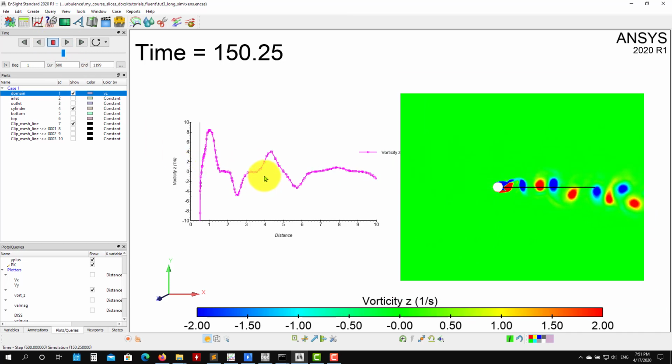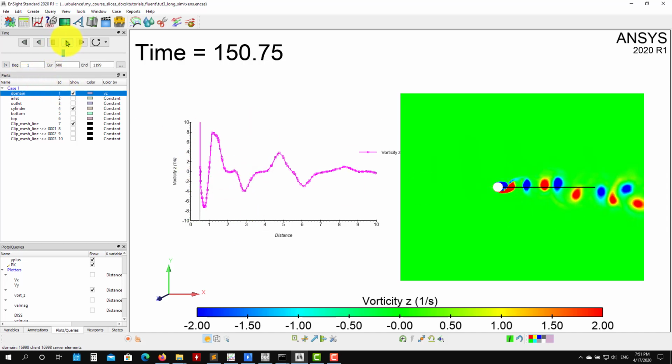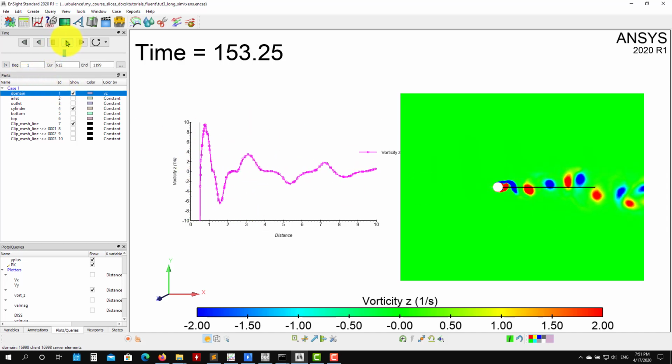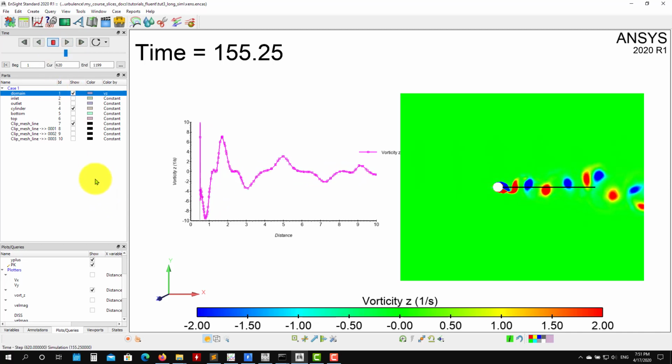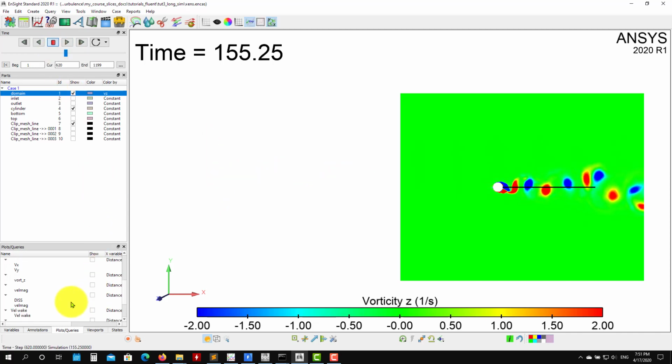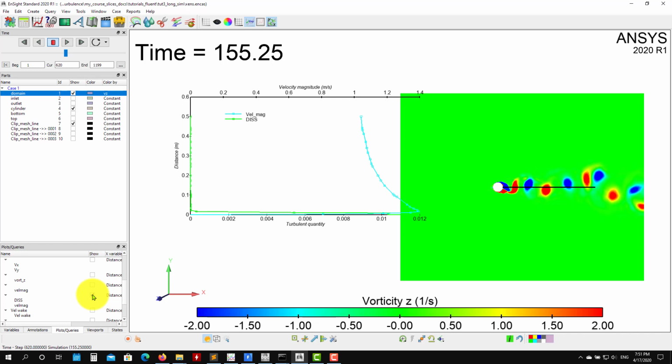So you come here and you see that the change in sign is here. So this vortex is about 1 meter. And here you can also get the dimensions just by looking at that data. What else can I plot? We can go here, velocity magnitude.